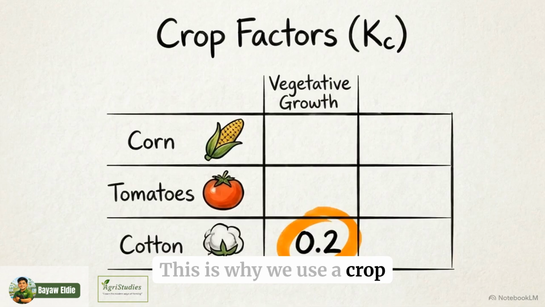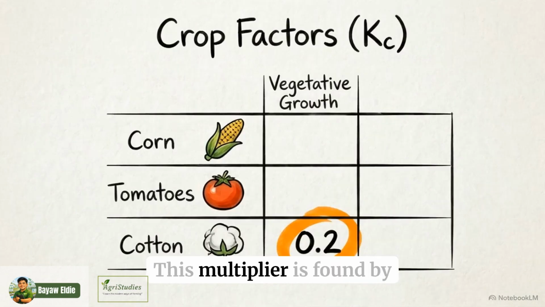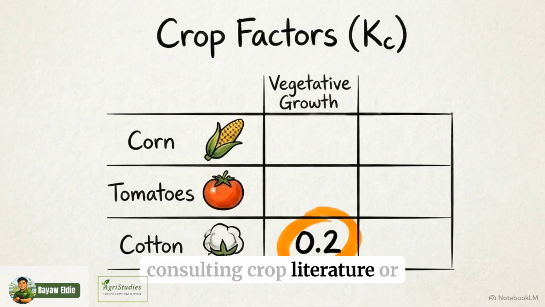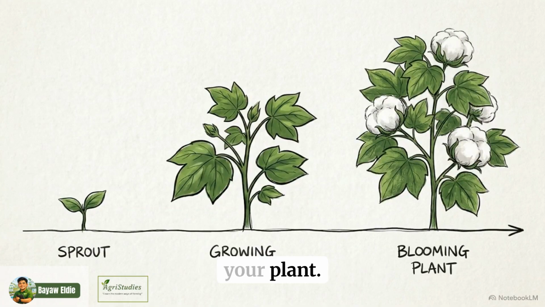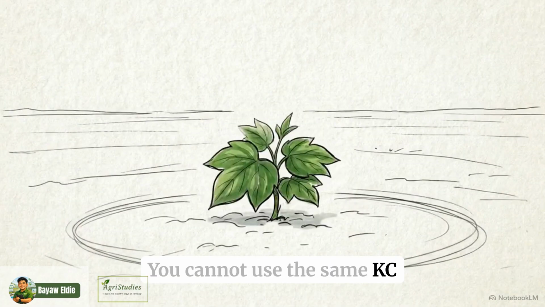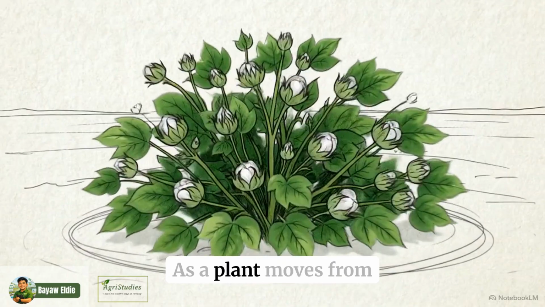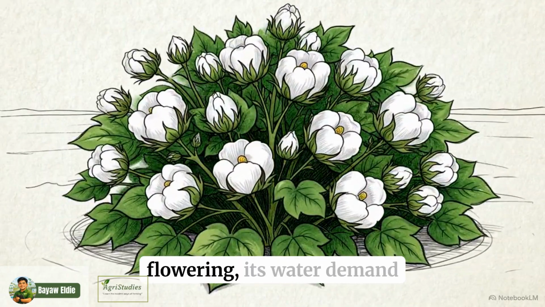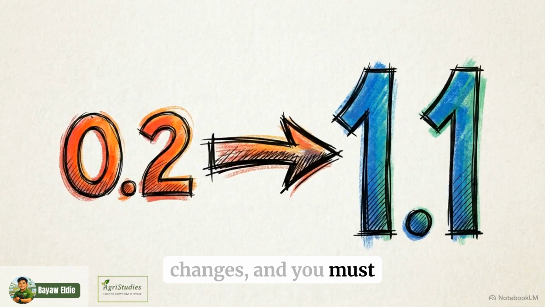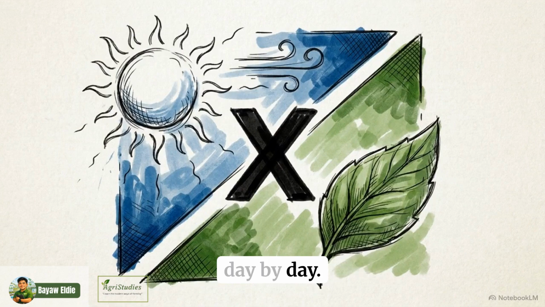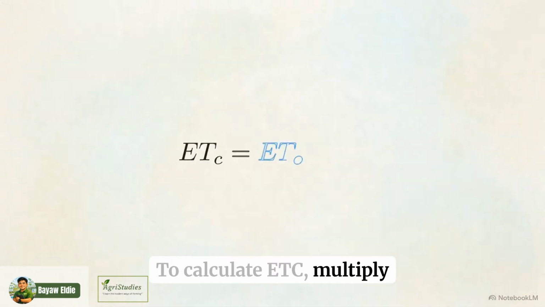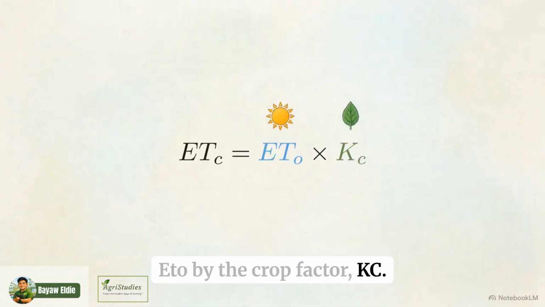This is why we use a crop factor, or KC. This multiplier is found by consulting crop literature or an agronomist, and it changes depending on the specific growth stage of your plant. You cannot use the same KC value for the entire season. As a plant moves from vegetative growth into flowering, its water demand changes, and you must update your multiplier accordingly. Combining that baseline weather data with your specific crop factor allows you to track the shifting water demands of your field day by day. To calculate ETC, multiply ETO by the crop factor, KC.